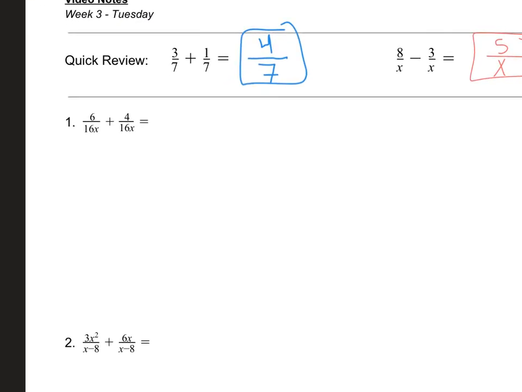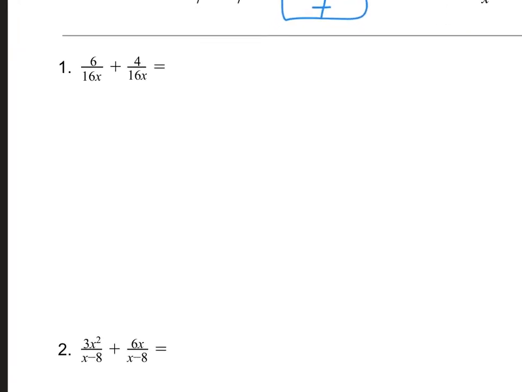So now let's get into the meat of this stuff. Number 1. Again, as simple as you can. First thing, always, it doesn't hurt to just check it off. Make sure the denominators are the same. So 16x is the same thing as 16x. Yes, check. So now that we have that situated, we just worry about the top.